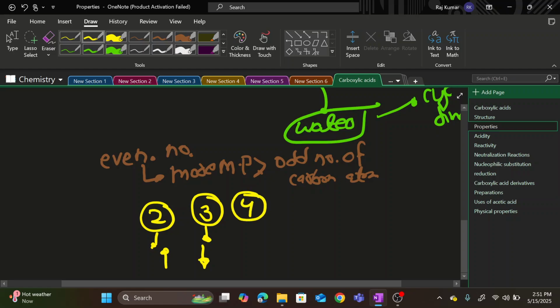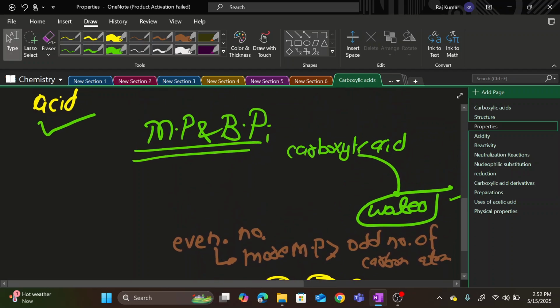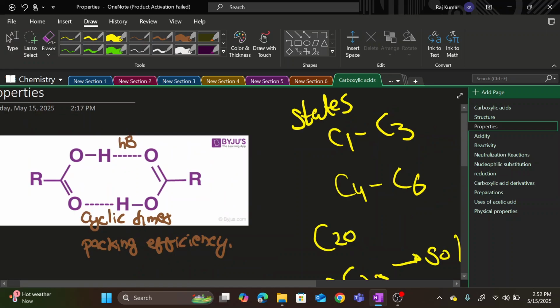Then I'm going to take butanoic acid. Butanoic acid would have an increased melting and boiling point compared to both of them. And then pentanoic acid will have a melting and boiling point less than butanoic acid. So in that way, there will be an irregular sequence of melting and boiling points. And why is that so? Because even numbers of carbon atoms have more packing efficiency. Whenever we have an even number of carbon atoms, they pack more efficiently and make cyclic dimers more easily. But if there are odd numbers of carbon atoms, it becomes much more difficult, due to which carboxylic acids with odd numbers of carbon atoms have lower melting and boiling points, while those with even numbers have much higher melting and boiling points. And this is all about it.